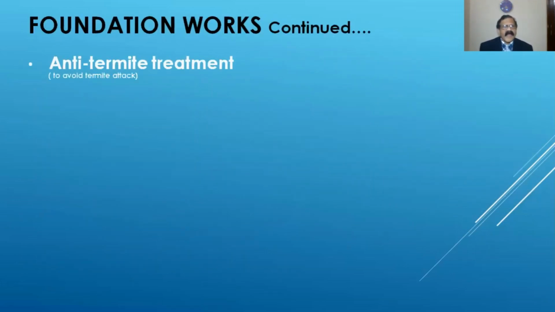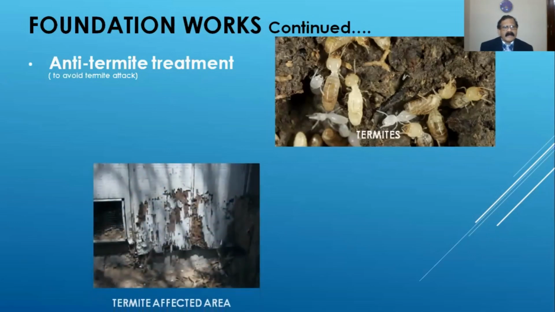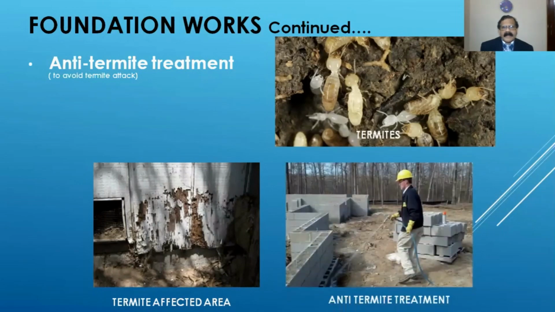Next is anti-termite treatment. There is a possibility that termites can attack your building. To avoid that, you will be applying or spraying some chemicals which will completely destroy the termites. This is done throughout the foundation and the floor.